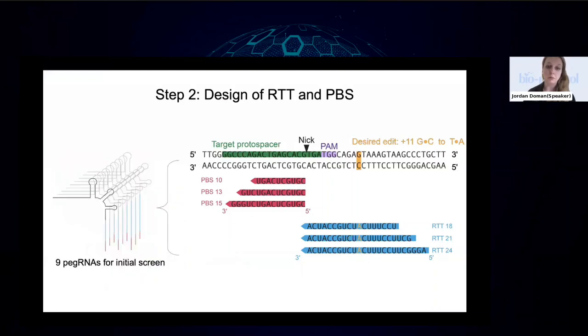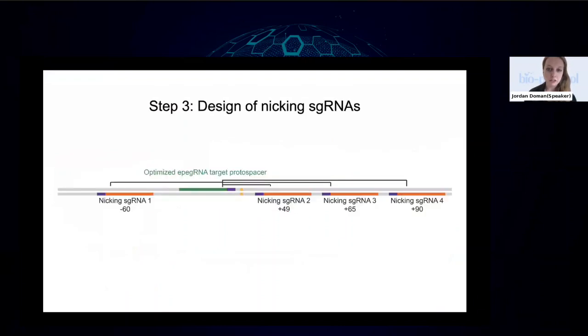But remember to always include the tevopreQ1 modification, because it's really helpful for editing. So in addition to the pegRNA, you'll probably want to design nicking guide RNAs because they're also very helpful for boosting editing efficiency. We want to be nicking the opposite strand relative to where the prime editing is happening. So if your PAM and pegRNA spacer are on the top strand, you'll want to look for PAMs on the bottom strand for your nicking guide.